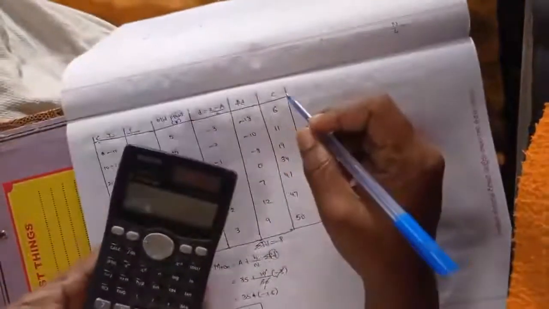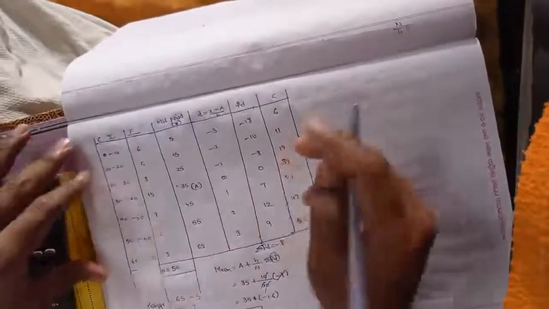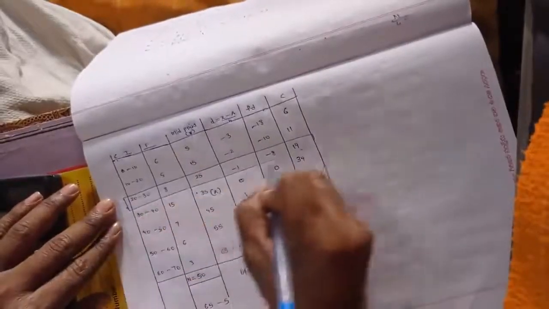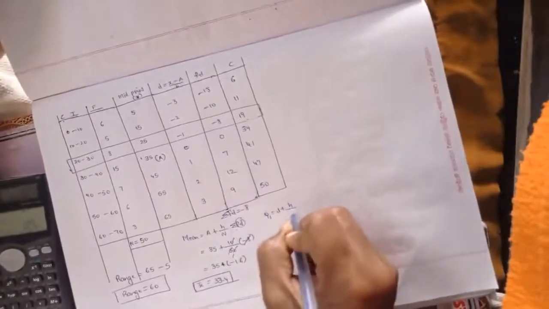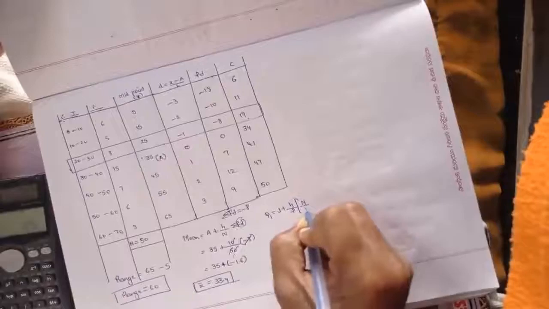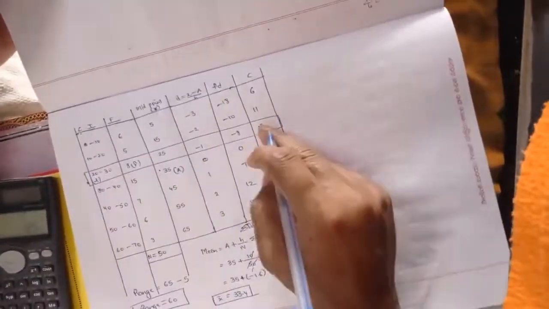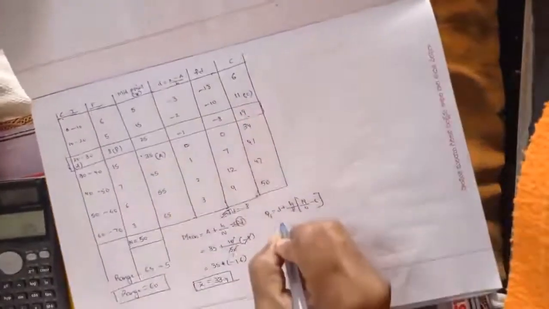Let us check the cumulative frequency which is greater: 19 is greater. So 19 will be our cumulative frequency for the median class to find the solution of Q1. Q1 is equal to L plus h by f of n by 4 minus c. L is 20, f is 8, and c is the cumulative frequency preceding the frequency. So let us substitute all this.